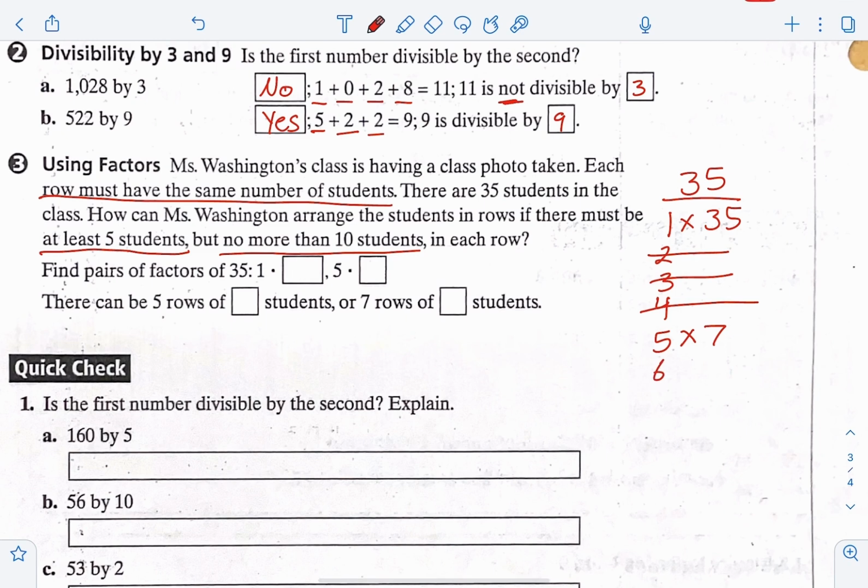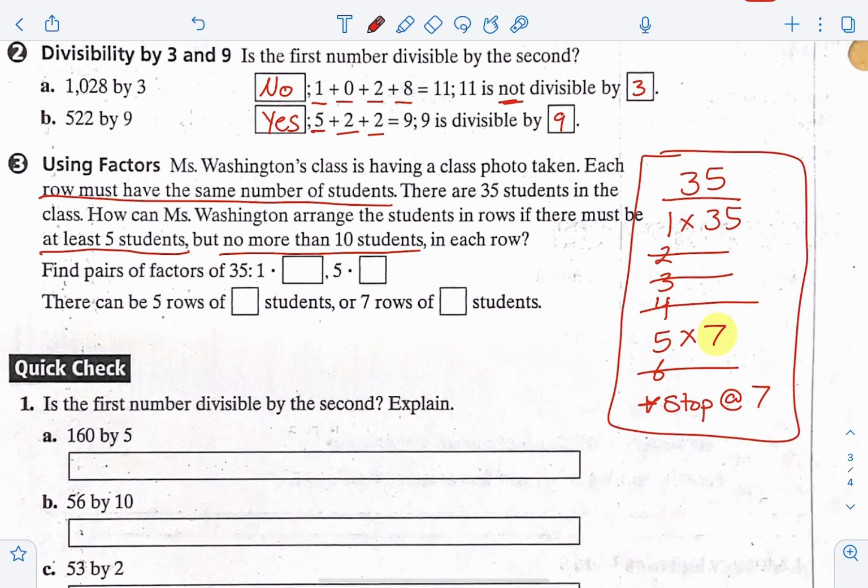Okay, now we're going to try 6. 6 times 6 is 36, so there's nothing for 35. And then we stop because we're back to 7, which we already used up here. Okay, so that means that the factors of 35 are 1 and 35 and 5 and 7. Okay, so what you're going to be able to do to show your work is make this kind of a thing on your homework, okay?